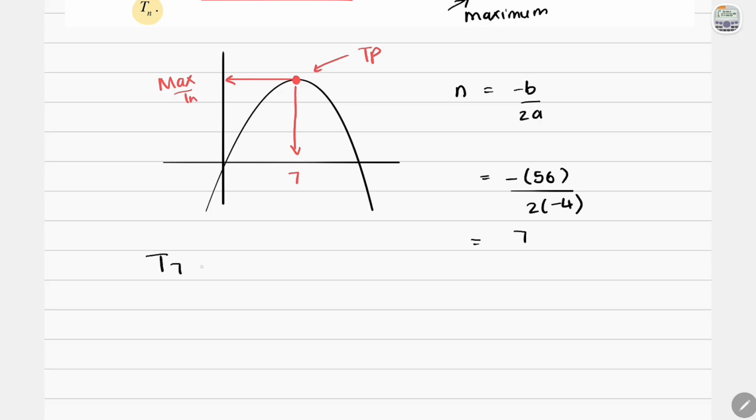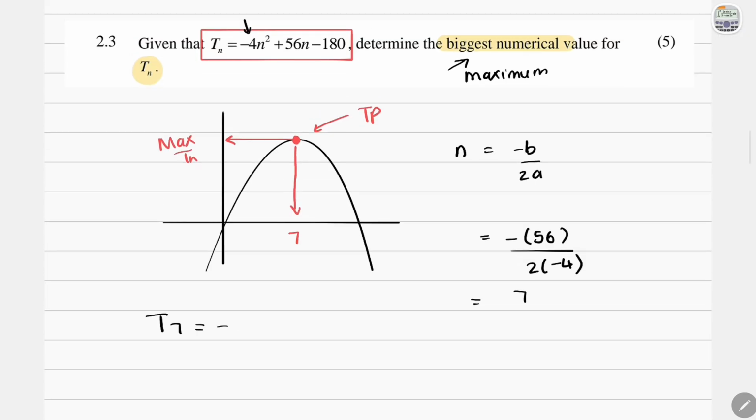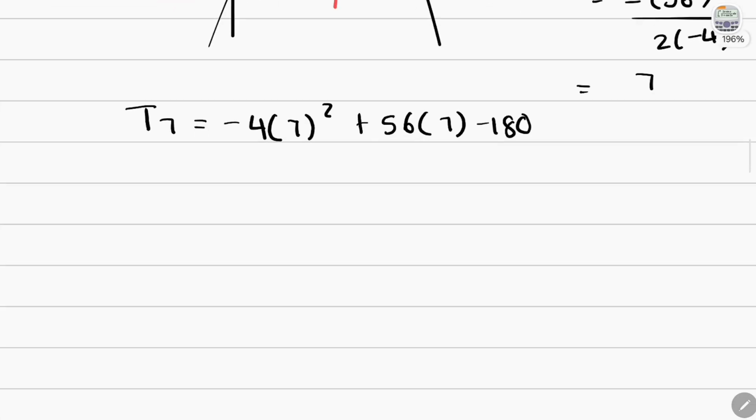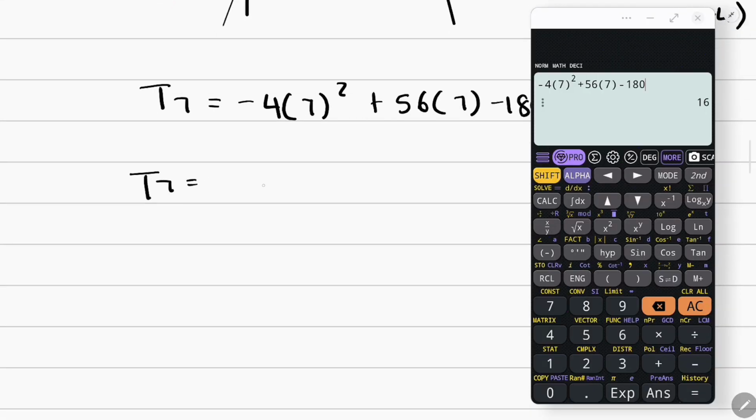So we'll say the maximum is at term 7. So term 7 equals, and substitute 7 in place of n, 7 all squared plus 56 times 7 minus 180. And let's finally get our answer. And the maximum value, or the biggest value that this Tn pattern ever reaches, is 16.